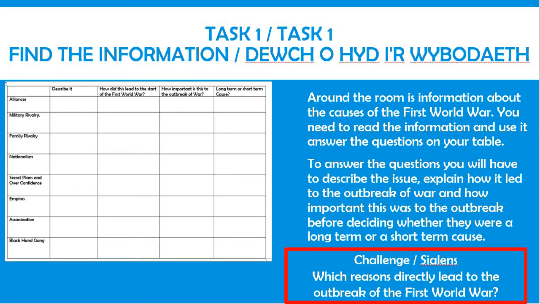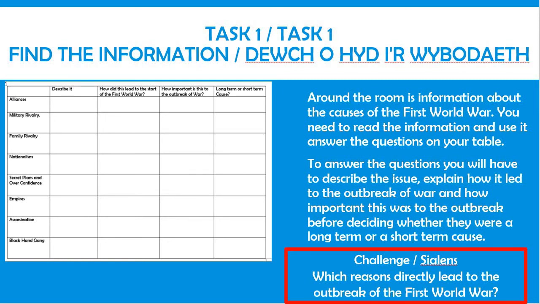So for the first task, we need to be finding out about those causes and how the First World War happened. So on a separate sheet, we can see a table that I would like you to fill in. On this table, you have got every single cause of the First World War. I want you to be using the information provided to be answering each of these questions on your table. I want you to be describing the issue. What is it? I want you to explain how it led to the First World War. Why did that cause the First World War to happen?